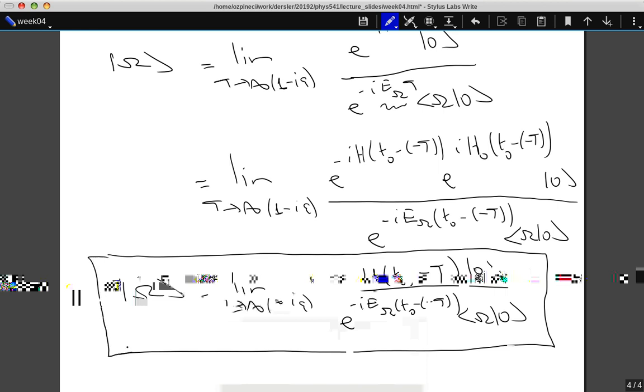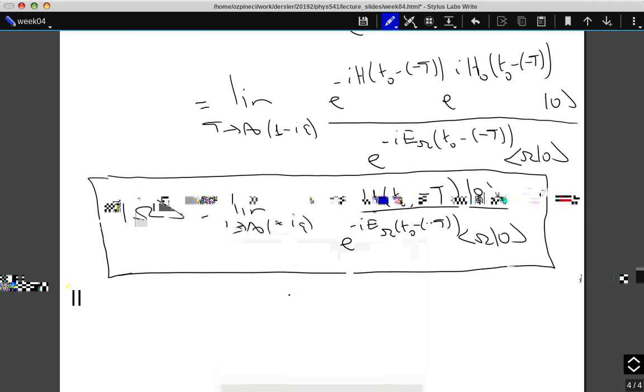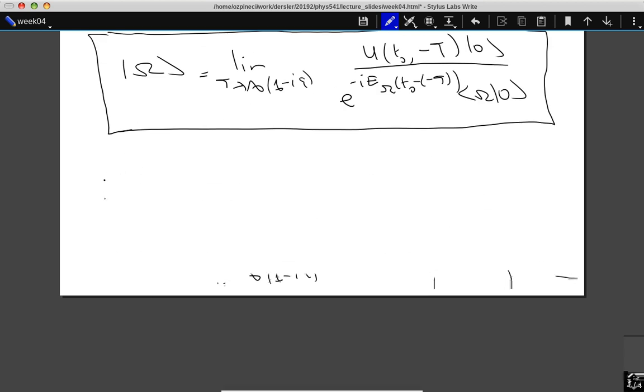So this is our omega. Now we are able to express omega in terms of the empty state, which is not necessarily the ground state. Well, we can do a similar thing to calculate the bra of the ground state.